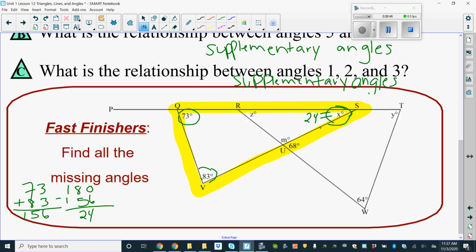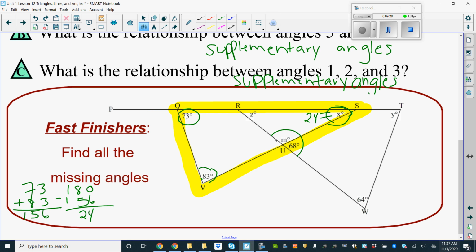Now, in the smaller triangle here, SRU, we cannot solve for M or Z yet, because in order to solve for a missing interior angle, you need to have at least 2 other angles in the triangle. We only have 1 other angle in this triangle, so we cannot solve for that. That's why when we had x, we were able to solve for it, because we had 73 and we had 83. But we can't solve for anything using the triangle, but you could solve for M looking at the angle outside of the triangle.